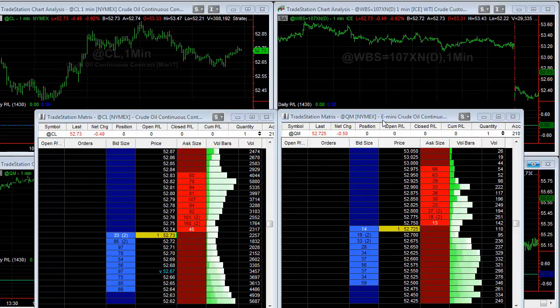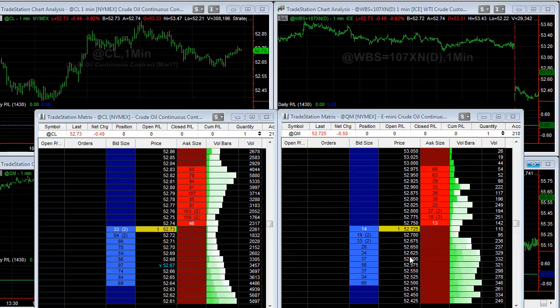Same thing in QM, but there's not as many ticks. It's 12.5 points per tick. So between $52.60 and $52.70, there's only 4 ticks on QM, while on CL between $52.60 and $52.70, there's 10 ticks. And so even though the point value on QM is less, it's half the amount. There's only 4 ticks every 10 cents, while over here there's 10 ticks for every 10 cents. So it's $10 per tick on CL, and over here it's $12.50 per tick.